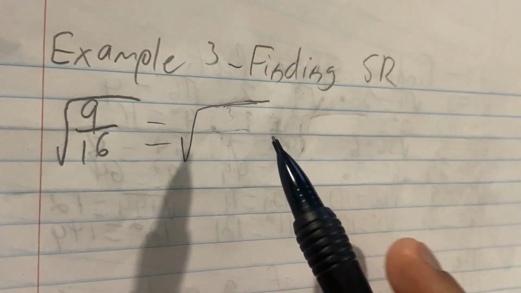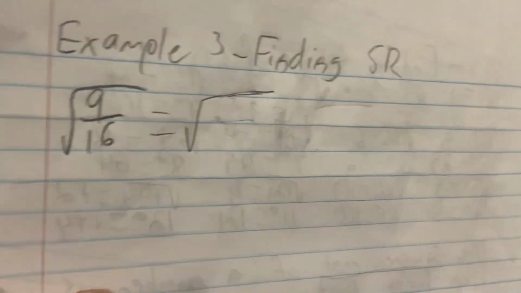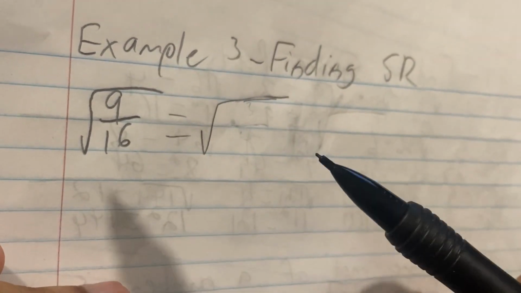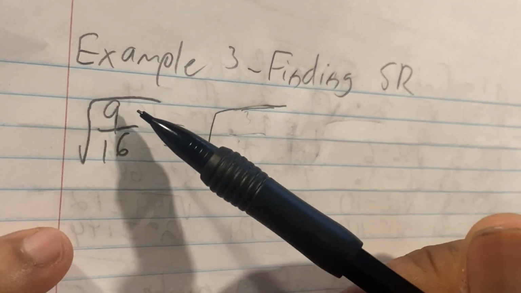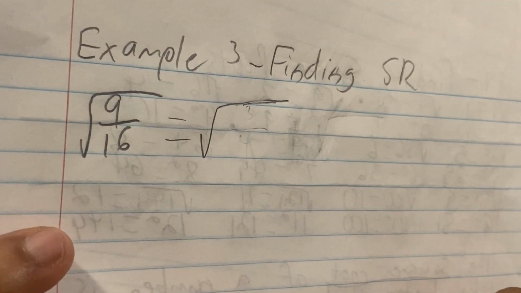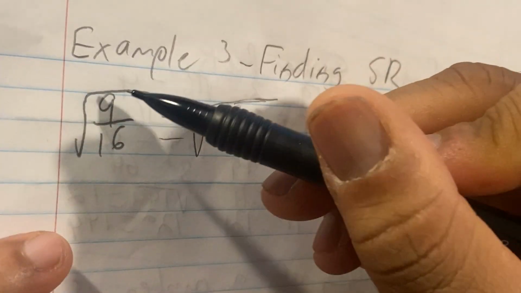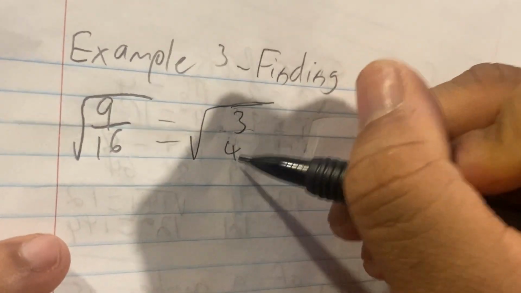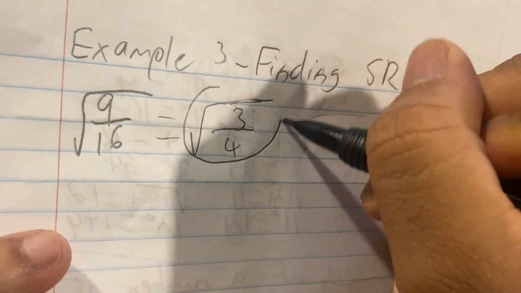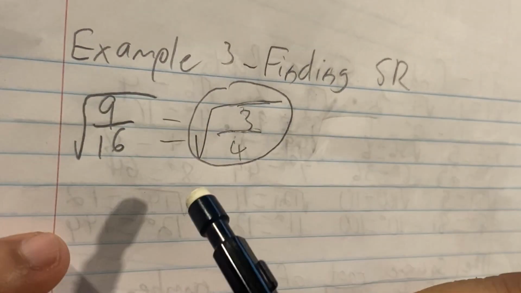So for example 3, we're going to continue finding the square roots, but we're going to find the square root of rational numbers like fractions and decimals. Like say for example, we have 9 over 16. So we know that the square root of 9 equals 3. And what's the square root of 16? 4. So that's literally our answer. So if they ask you what the square root of 9 over 16 is, it's 3 over 4. Easy peasy. Let's do another one.